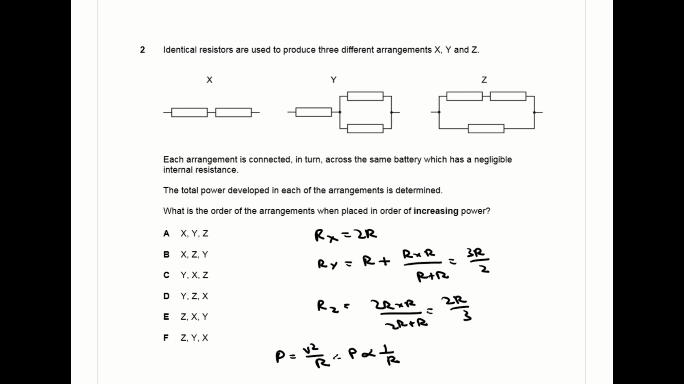If you then want to order the arrangements in order of increasing power, the one with the lowest power will be the one with the highest resistance, which is X, followed by Y, and then Z will have the highest power because it has the lowest resistance.